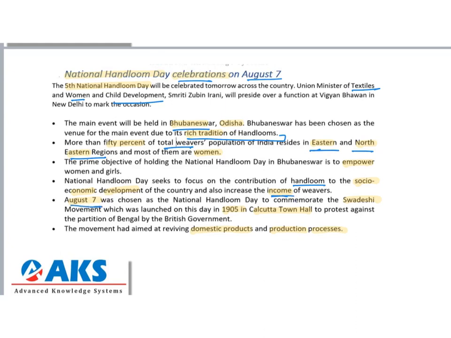August 7th was chosen as the National Handloom Day so as to commemorate the Swadeshi movement, which was launched on this day in the year 1905 in the Calcutta Town Hall to protest against the partition of Bengal by the British government. The movement had aimed at reviving the domestic products and the production process. So that's about the significance why August 7th is celebrated as the National Handloom Day.